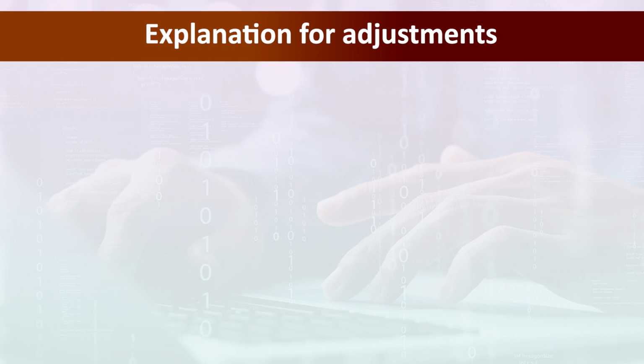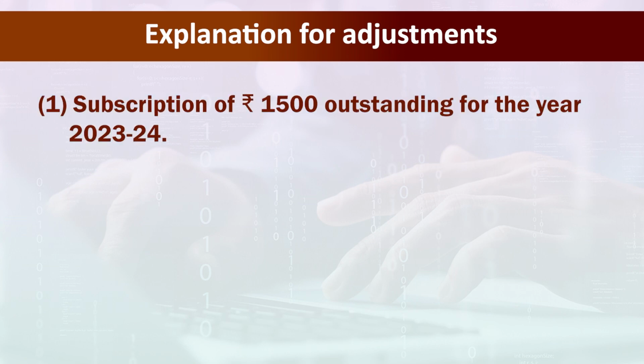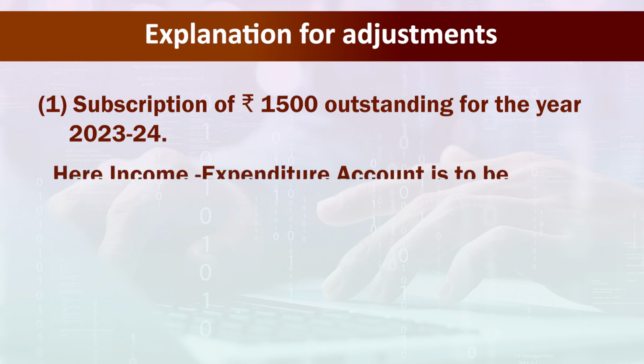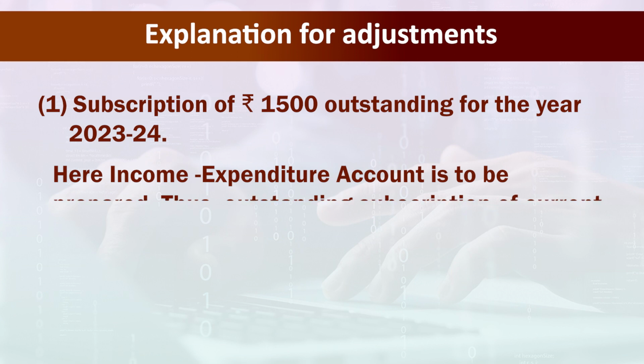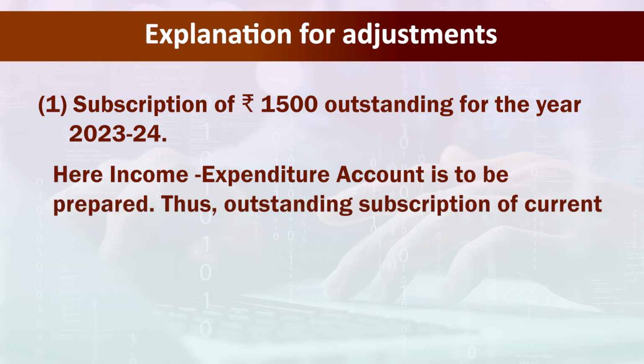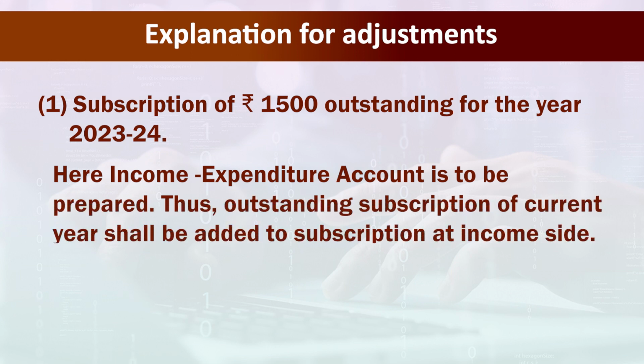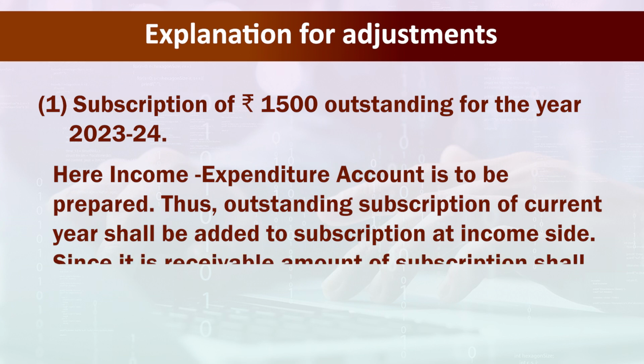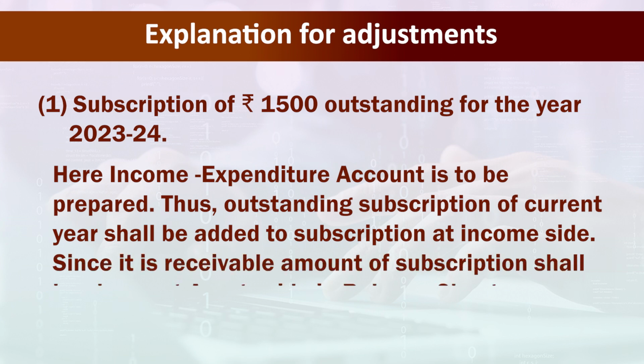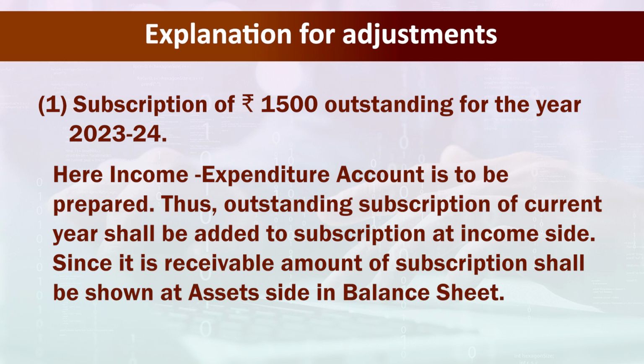Let us now see the explanation for the adjustments. The first adjustment is subscription of rupees 1,500 outstanding for the year 23/24. Here the income expenditure account is to be prepared. Thus, outstanding subscription of the current year shall be added to subscription at the income side. Since it is a receivable amount of subscription, it shall be shown at the asset side in the balance sheet.